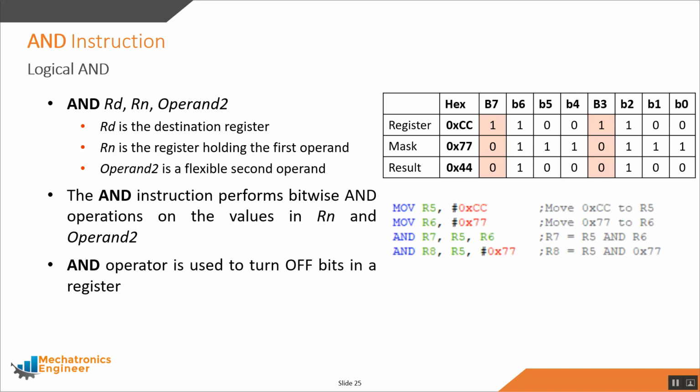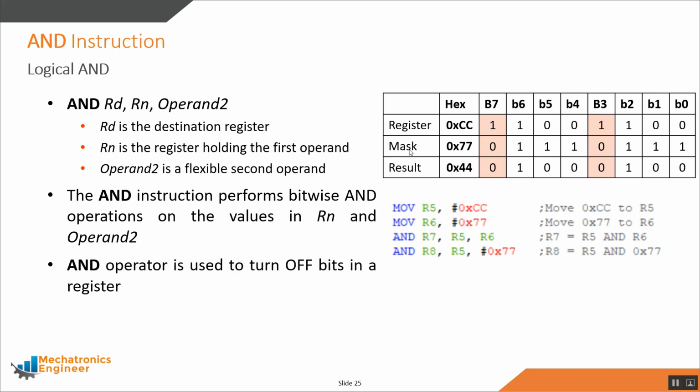AND instruction. This data processing instruction performs logical AND operation. It performs bitwise AND operation between its two operands and stores the result back in destination register. AND operator can be used to turn off particular bits in our register. Consider this register value, and we want to turn off bit 7 and bit 3.